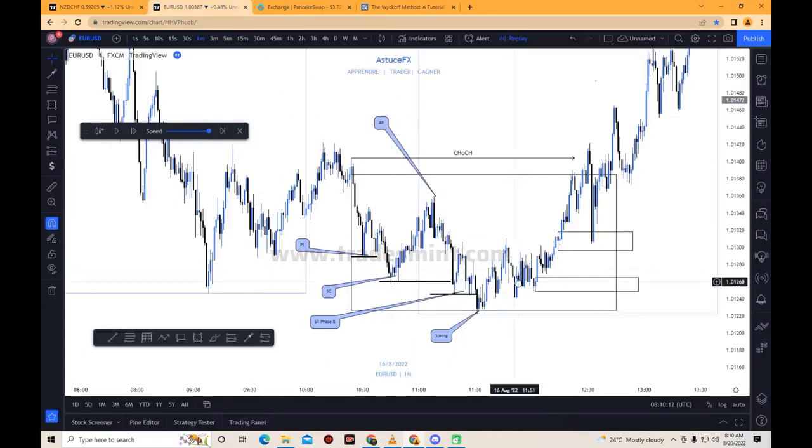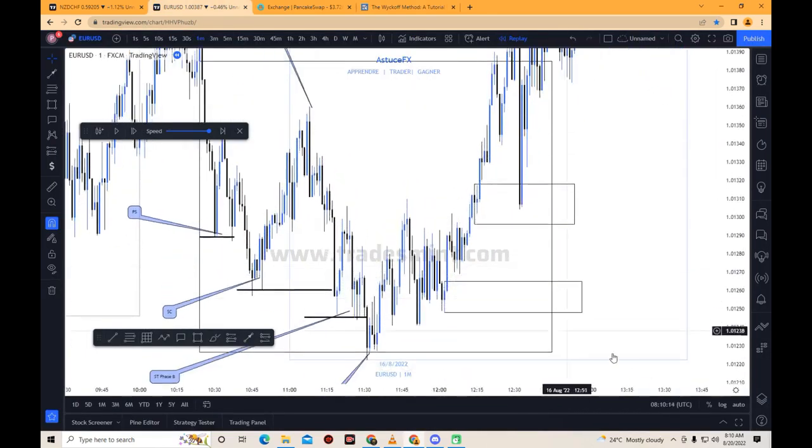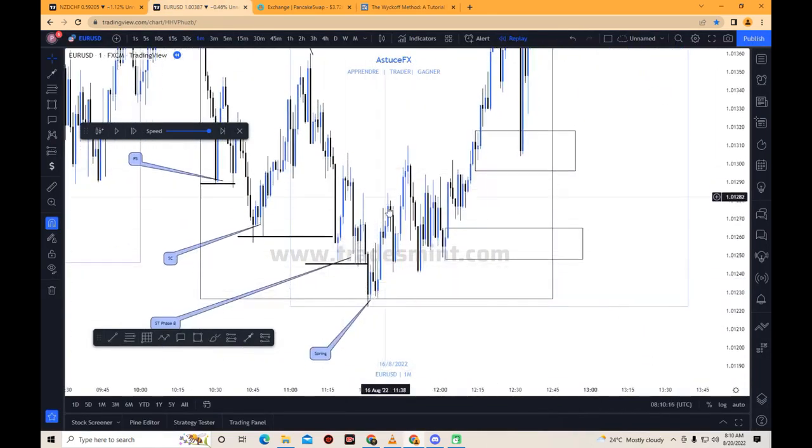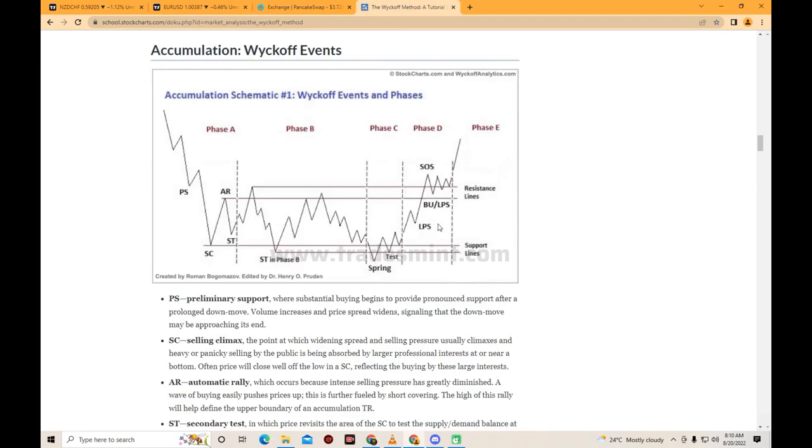If I get back here, you can see this small part here. You have this up, you came back down from this area, you can actually have your test. Okay, this is your test. Sometimes some people actually enter from the test and the LPS.